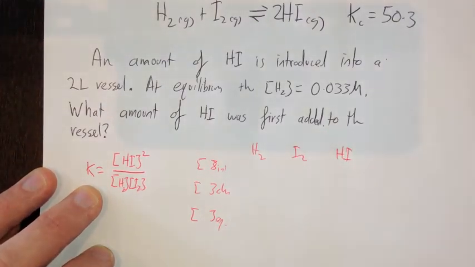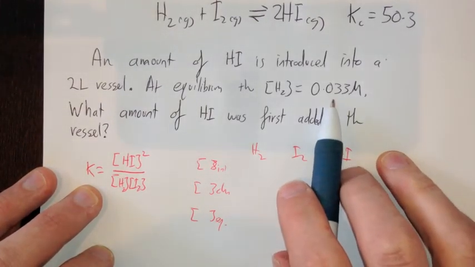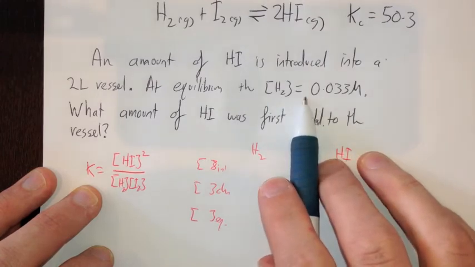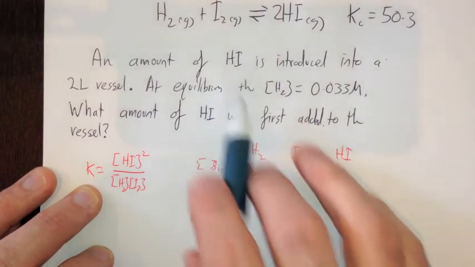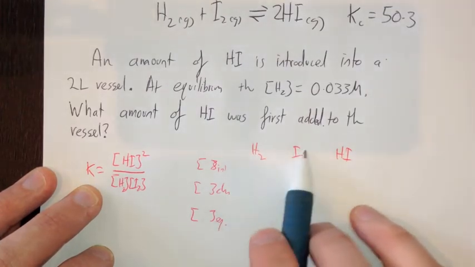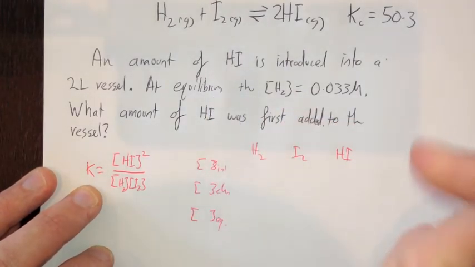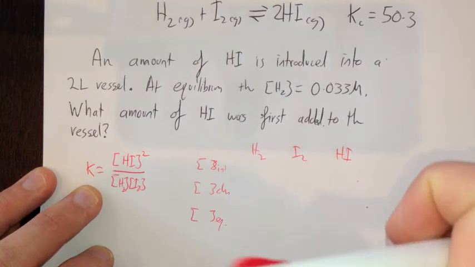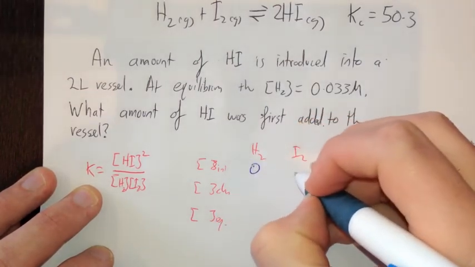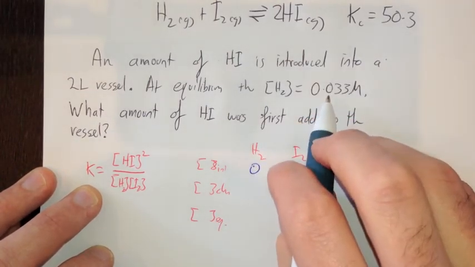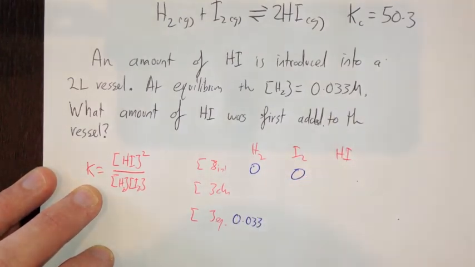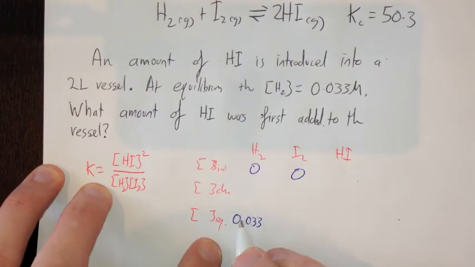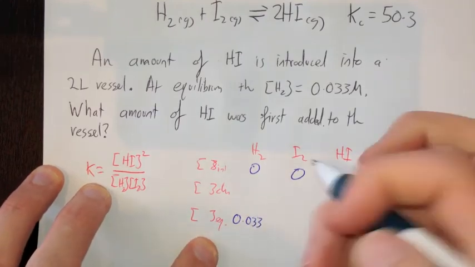Now I start putting in values. I know this one here: this is my concentration of this at equilibrium. I also know that we started off with none of this to begin with. We only added this. So I'm going to go, right, blue for initial: 0, 0, and I know that at equilibrium I have 0.033 molar of that.